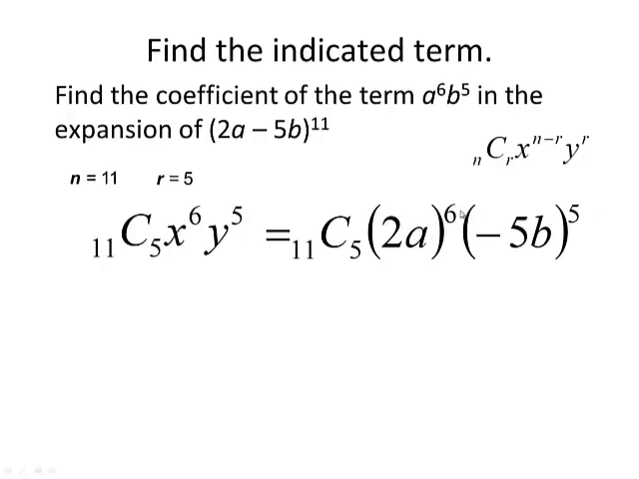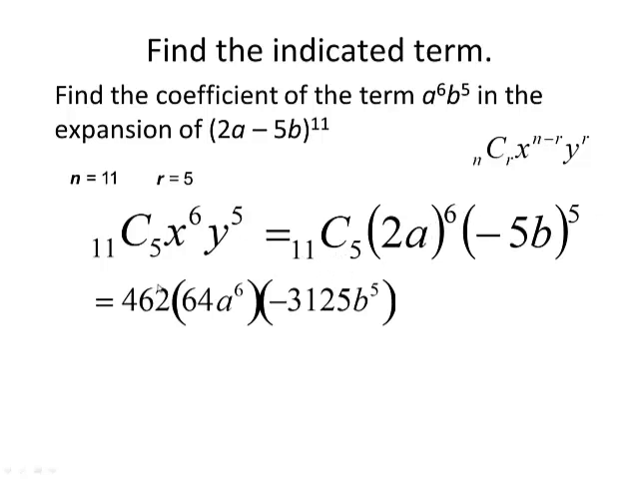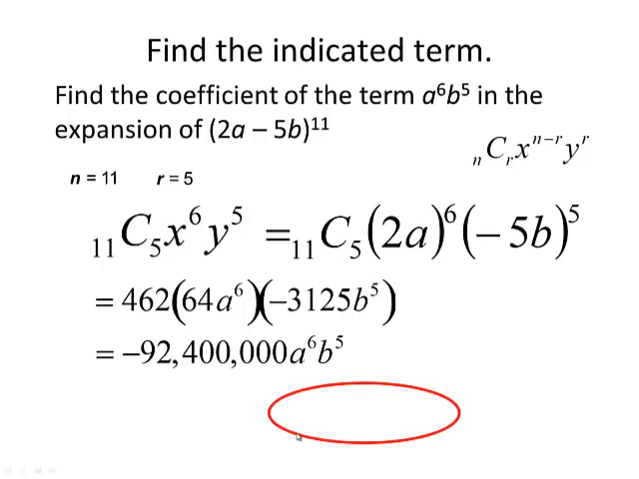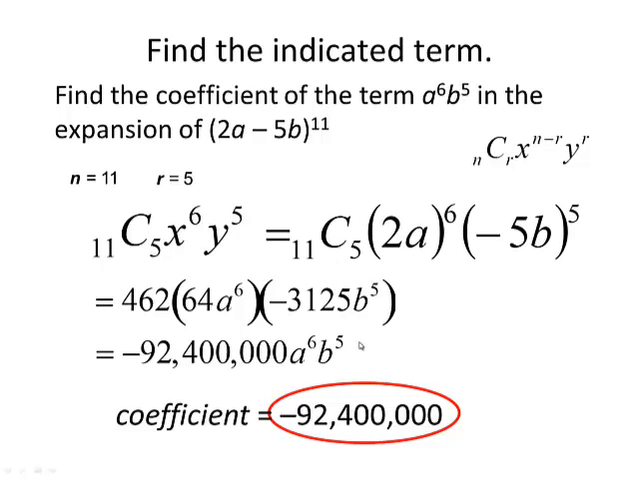Putting my exponents on. 11c5 is 462. 2 to the 6th power is 64. Negative 5 to the 5th power is negative 3125. Multiplying all those numbers together, I get negative 92,400,000, and that was the number that I was looking for. That's the coefficient, the number in front of a to the 6th, b to the 5th.